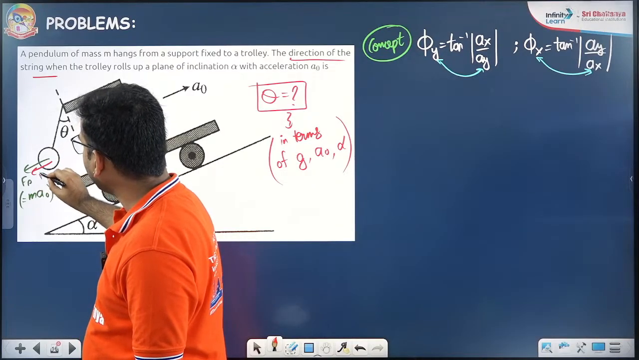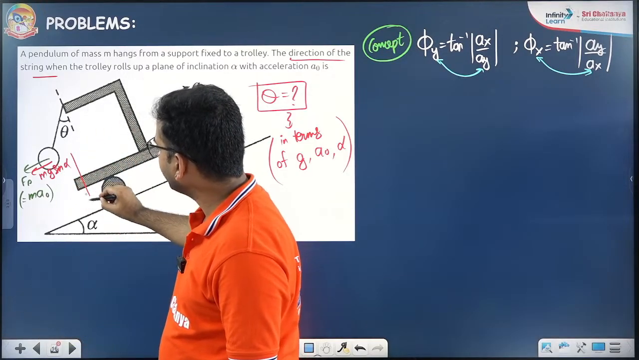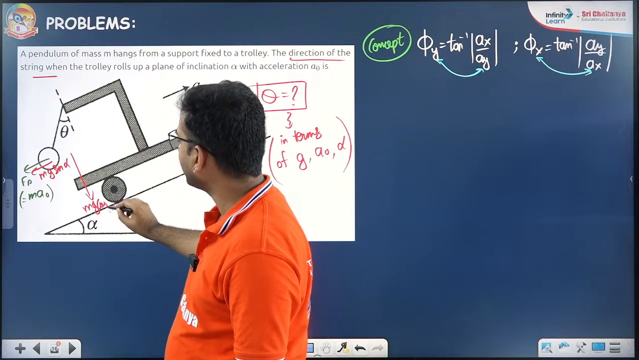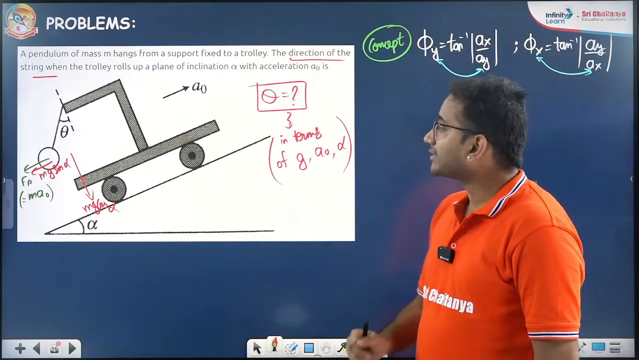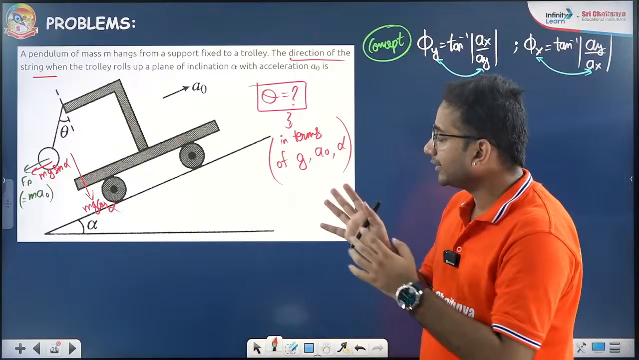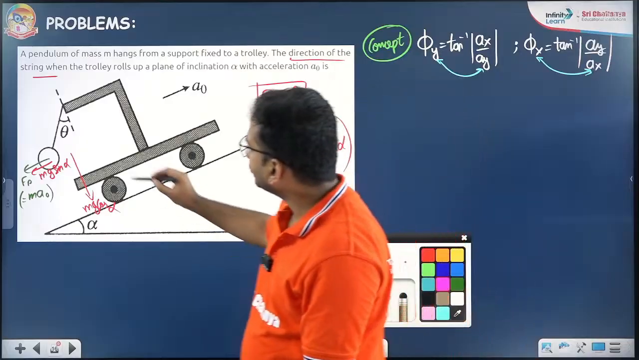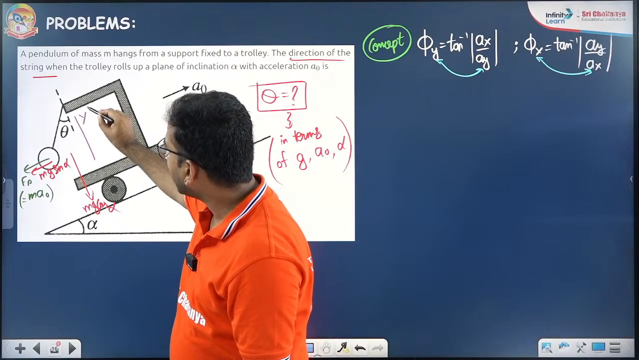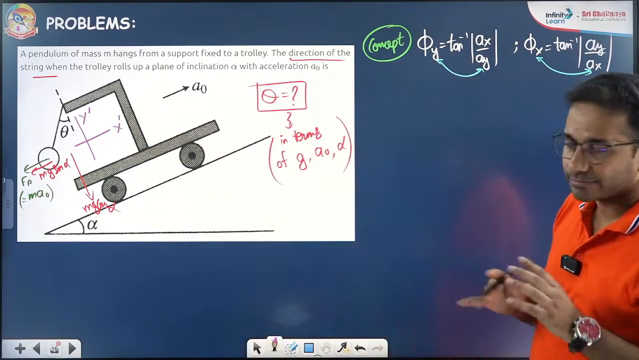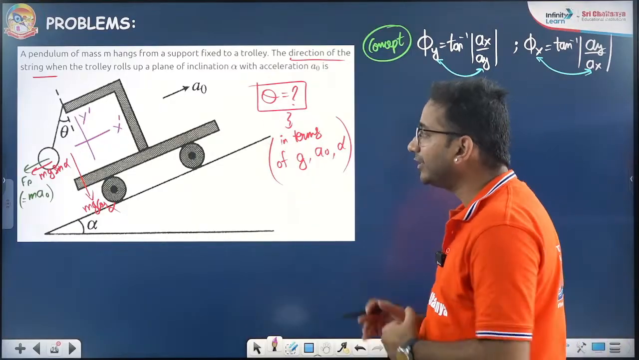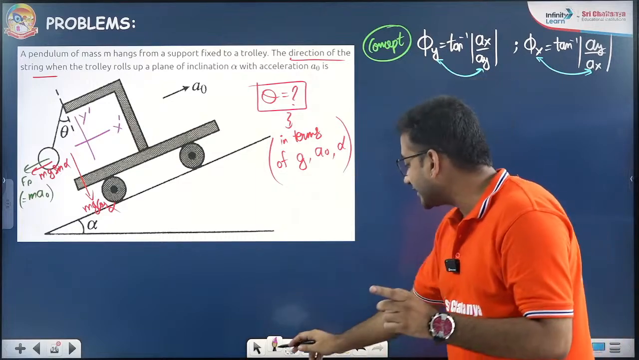This component will be mg sine alpha, and this component will be mg cos alpha. Perpendicular to the incline, mg cos alpha, along the incline mg sine alpha. Because of the acceleration upward along the incline, the pseudo force will be acting down the incline. Now suppose the axes they are talking about are y dash and x dash, with x dash along the incline and y dash perpendicular to the incline. Do you realize that angle theta is made with y dash?